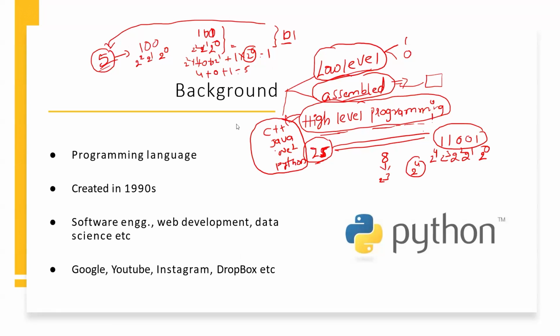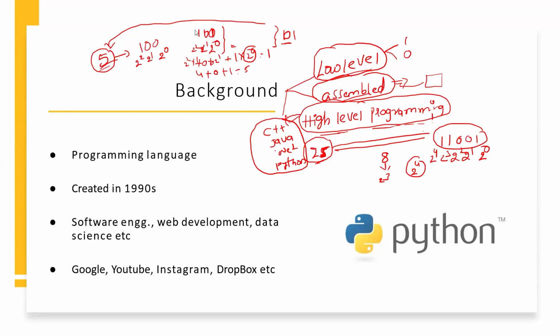We are not worried about that. We are not required to understand how it is converted into low level programming language. So, are you clear about the first point? What are the different types of programming language? We have three different types of programming language: one is low level, second is assembly programming language, third is high level programming language.